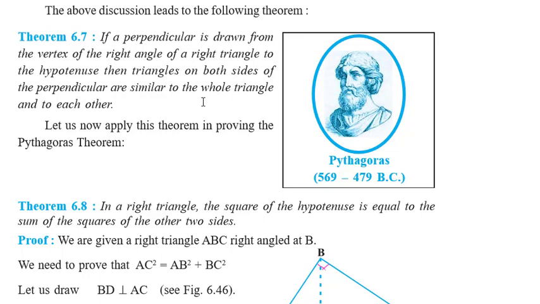Okay, if a perpendicular is drawn from the vertex of right angle of a right angle triangle to the hypotenuse, then we will get two triangles. Now we have to prove that both the triangles are similar to each other. Before that, we have to prove that each of the triangles is similar to the bigger triangle, and hence both the triangles are similar to each other. Let me show you in the diagram.